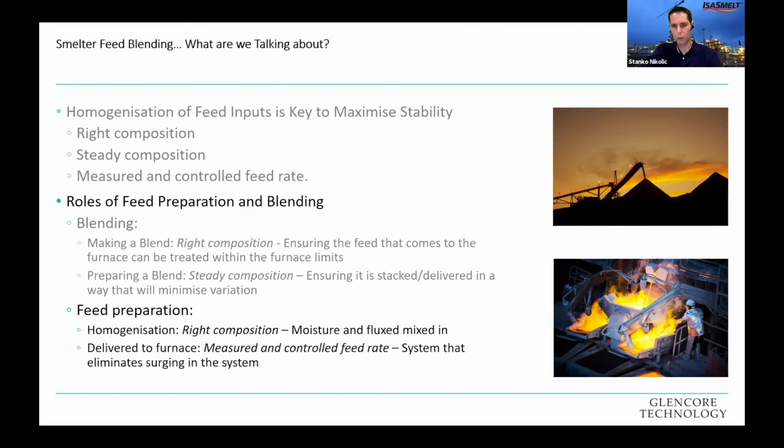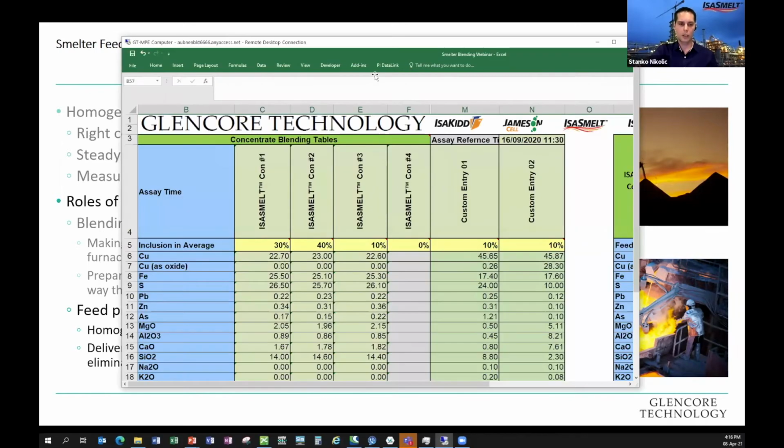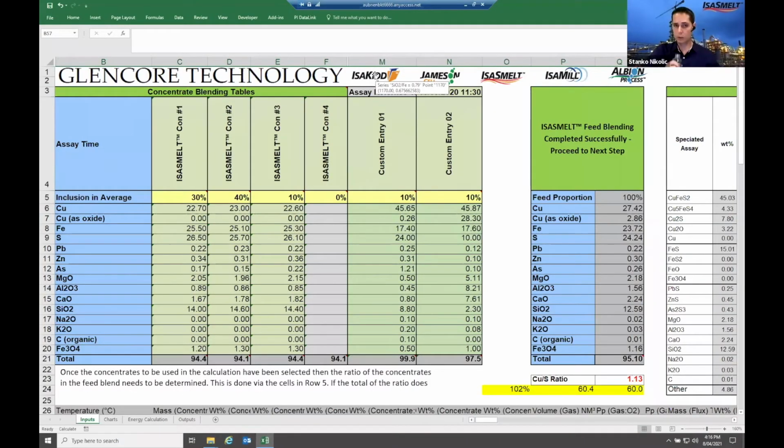So when it comes to how Glencore Technology does the blending, I'm going to be taking you through an Excel-based tool today, which is one that we've developed here at Glencore Technology, which has been rolled out to a number of the sites that we have. This has been rolled out to both the ISASMELTs, and we've been rolling it out to our flash furnace site as well.